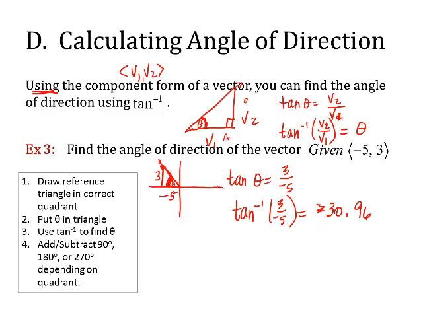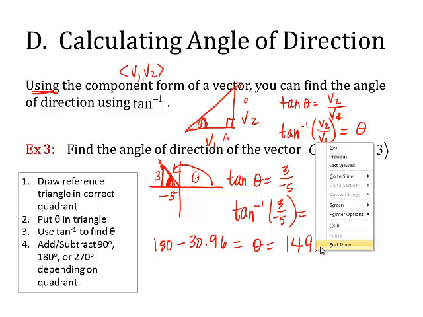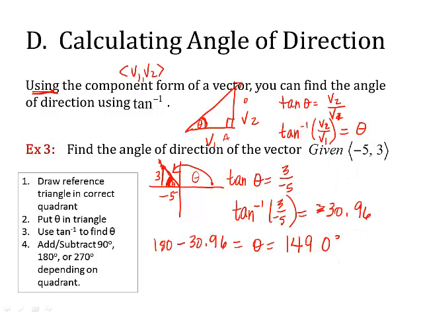But I can't report my angle as that. Remember, we have to name our angles from standard position starting here. Our angle has to go all the way around. So in order to find that angle, since this is in quadrant 2, I'm going to take 180 and subtract 30.96, and that'll tell me what the actual angle or course of direction is. All right, 180. So my actual angle, theta, will be 149.0 degrees. Okay?